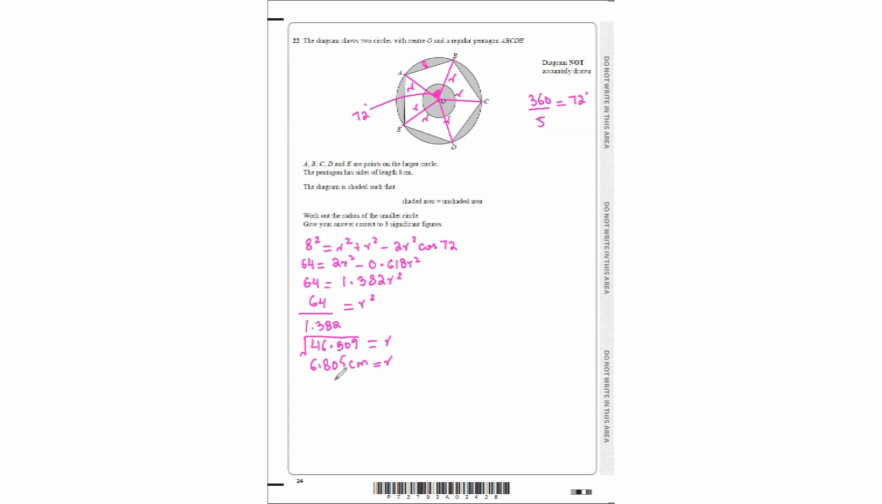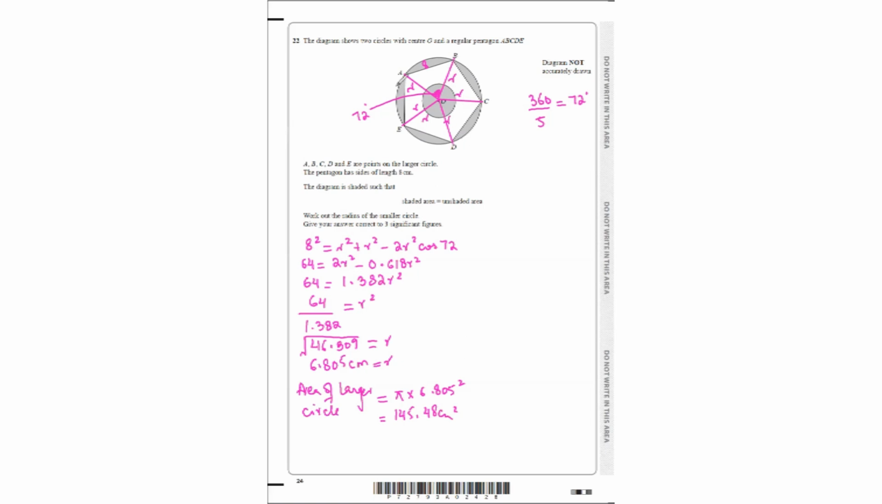Now, since we have the radius of the larger circle, we can find the area of the larger circle. So area of larger circle, that's going to be pi times 6.805 squared, which is going to equal 145.48 centimeters squared.